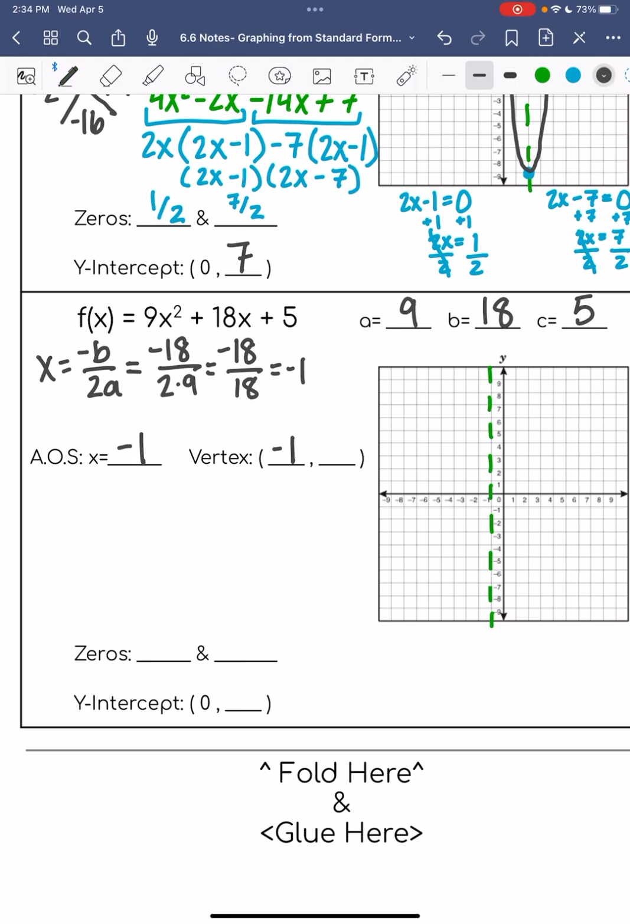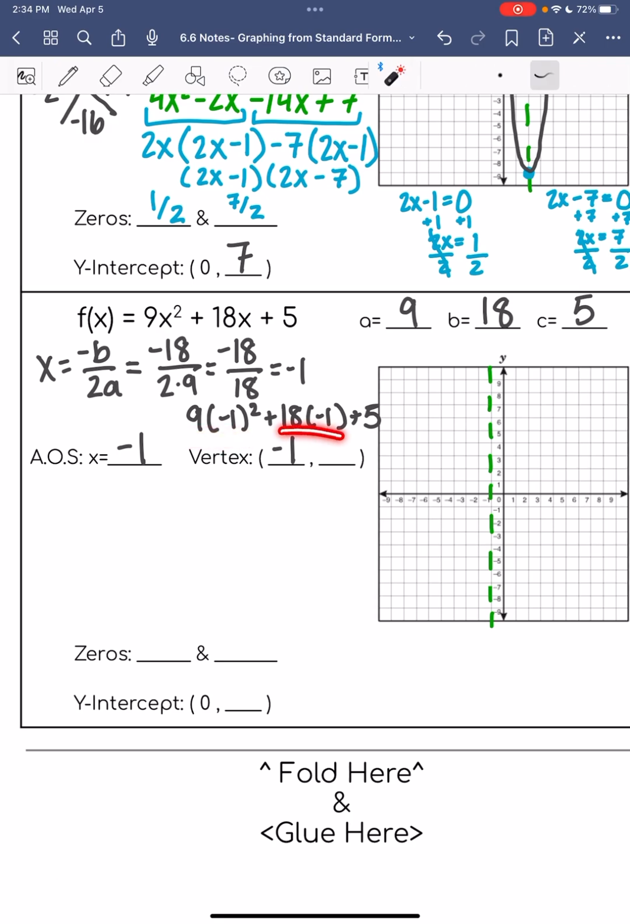All right. To find the y value of my vertex, I need to plug that in. So I'm going to do 9 times negative 1 squared plus 18 times negative 1 plus 5. Order of operations says I need to do exponents first. So negative 1 squared, negative times negative is positive, so that's going to be positive 1. So I'll have 9 times 1, which is 9. That's going to be what this right here is.